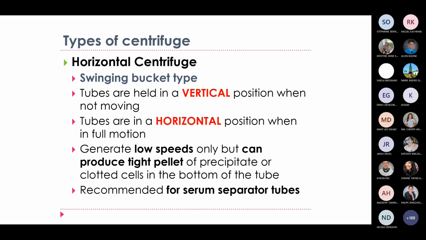And ano pang use ni horizontal centrifuge? It generates low speed but can produce tight pellet. Ano ba yung tight pellet? Yung pagkakapack ng precipitate or clotted cells in the bottom of the tubes. Okay, this is recommended kapag yung tubes natin is SST. What is SST? Phlebotomy. Serum separator tubes. Anong analytes ang hindi mo pwedeng gamitin or gamitan ng tubes with gel? Anyone? Kung sinong may alam?